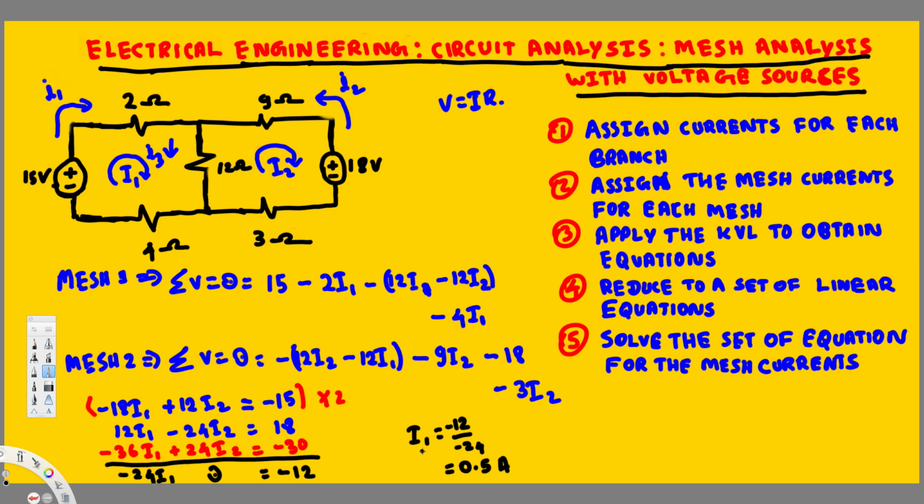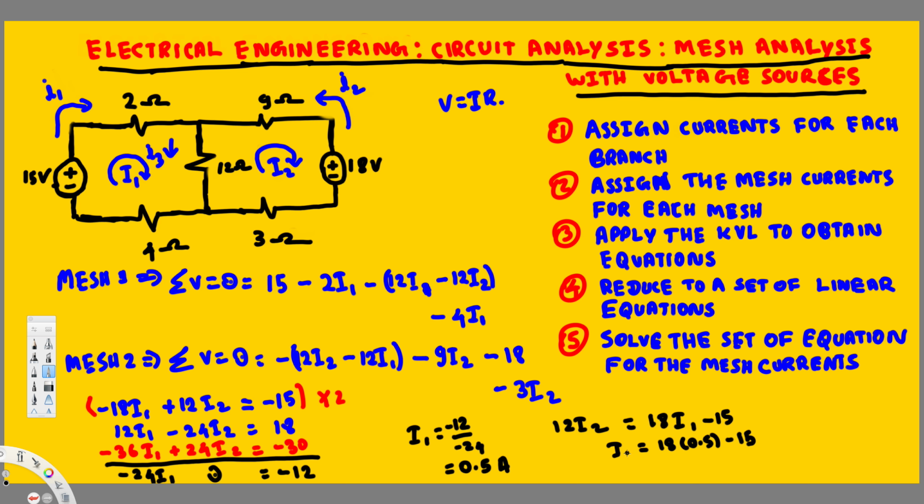So now we have i1. Now to find i2, what we can do is take one of these equations. So let's take this first equation. So that is 12i2 is equal to, if I move this negative 18i1 to the other side, that's going to make this one positive 18i1 minus 15, right? Now let's plug in this 0.5. 18 times 0.5 minus 15. And this is equal to 12i2.